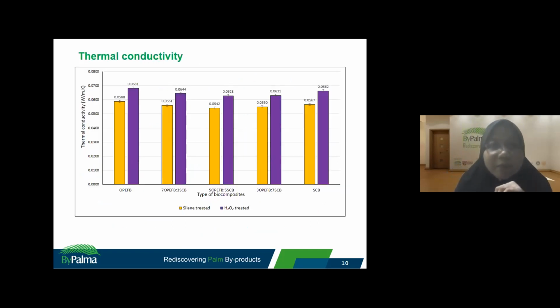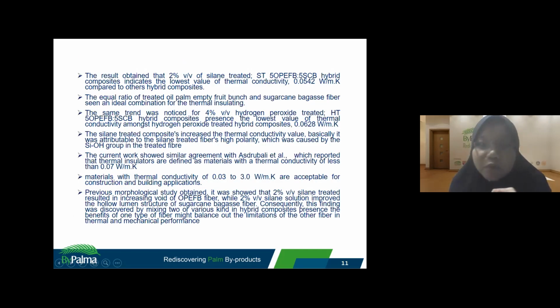Then for the thermal conductivity result, we found that the same ratio, 5 SCB to 5 OPEFB, indicates the lowest thermal conductivity, making it suitable for wall thermal insulation, which is 0.0542. So the result obtained is that 2% silane treated indicates the lowest value of thermal conductivity compared to other hybrid composites. So the equal ratio of treated oil palm and sugarcane bagasse is seen as an ideal combination for thermal insulation.